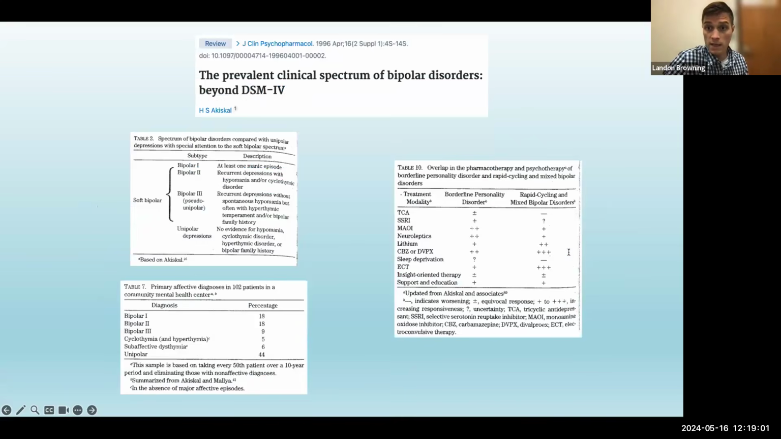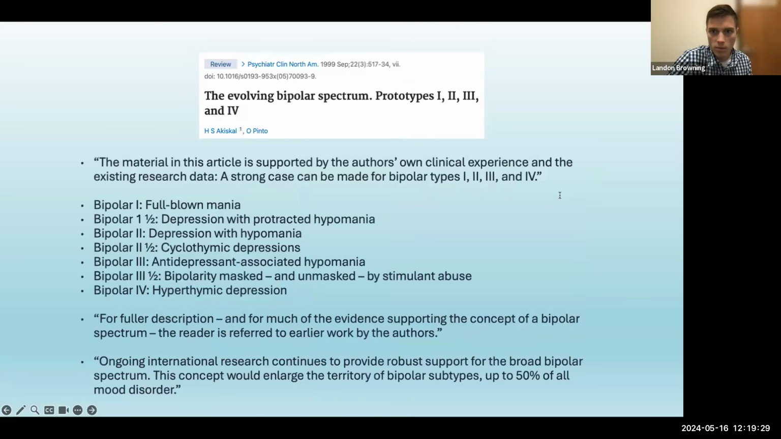Now we get 1996, and he gets this paper into the Journal of Clinical Psychopharmacology, the prevalent clinical spectrum of bipolar disorders beyond DSM-4. I won't belabor it either, but wanted you to all notice the studies cited in his data. So based on Akiskal, summarized from Akiskal and Malaya, which is his 83 paper, updated from Akiskal and associates. There are a lot more papers.